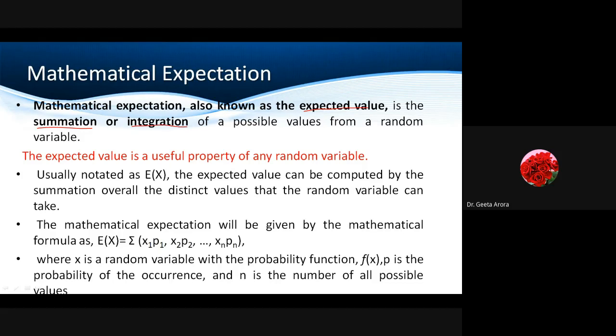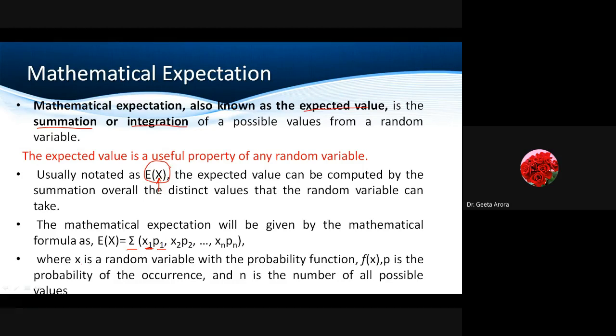Now, the next thing is, whenever we are talking about the expectation, the symbol to be used is capital E, and in brackets we have the random variable, either discrete or continuous. And how are we going to calculate it? We are going to calculate this as the summation of xi pi. What are the xi's? The xi's are the values that a random variable can take. The pi are the probabilities of their occurrence.